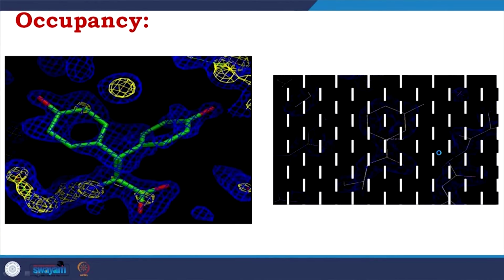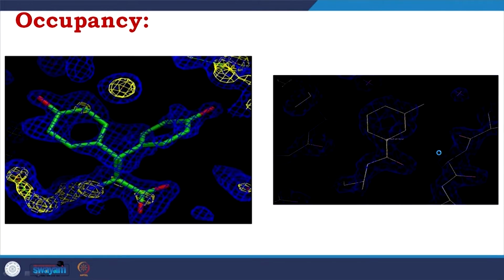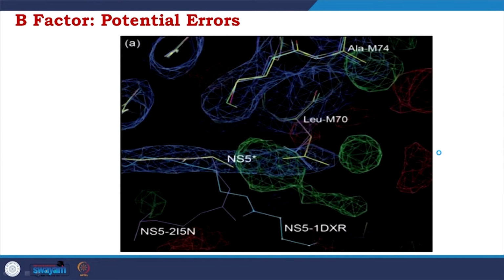You see two conformations showing occupancy. Here you will see one is having 0.5, one is having 0.5, or altering. Here also you see the difference in the positions they occupy. And also you could identify potential errors here, and you click and check the occupancies, you could correct the maps.